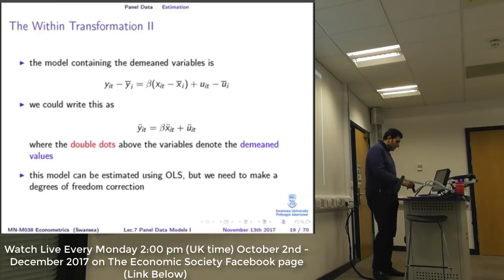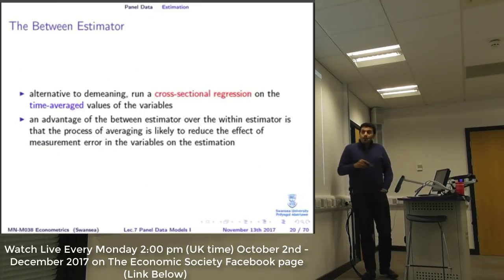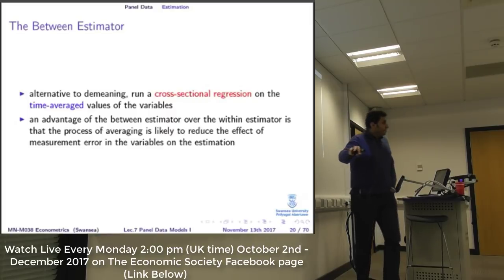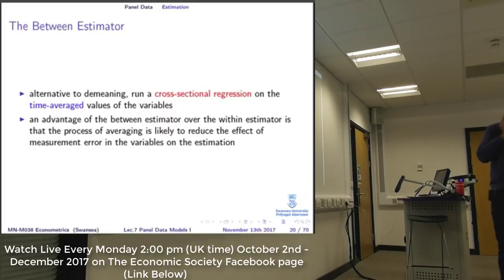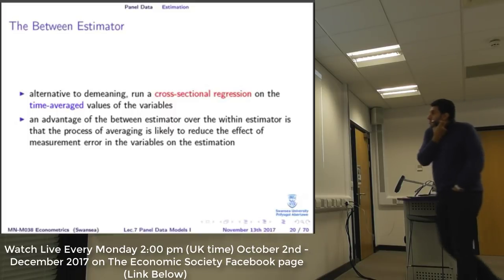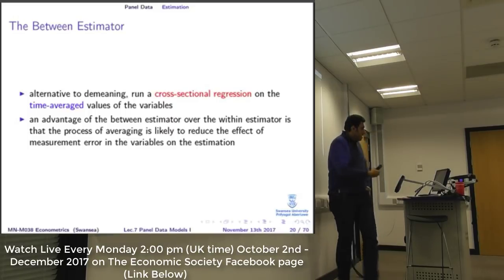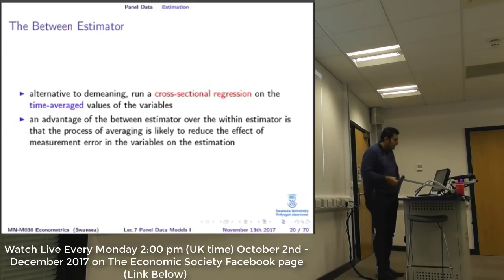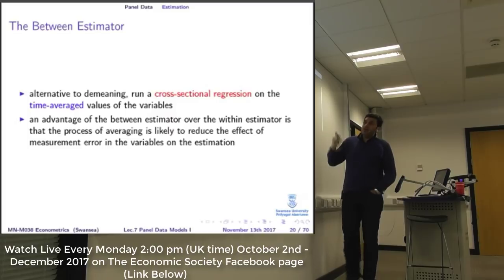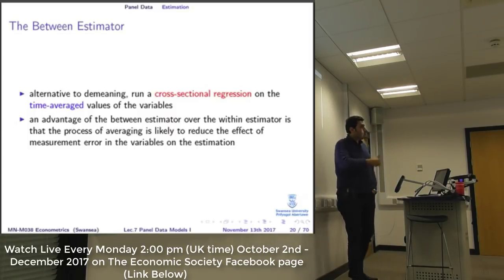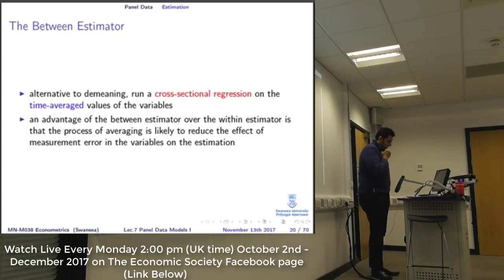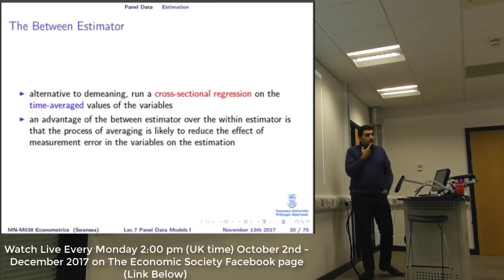Okay. So another way, again, we're still looking at the same fixed effect model. We're trying to consider different ways to estimate the same model. So we're looking at this alternative to demeaning. Rather than demeaning the variable, you can actually run a cross-sectional regression on the time average values of the variable. So you actually calculate the average over time for each cross-section, and then you run the regression using these time averages, and this one is called the between estimator.